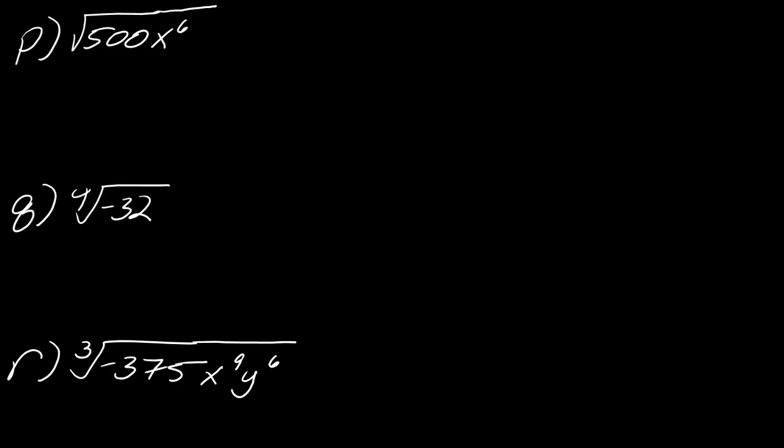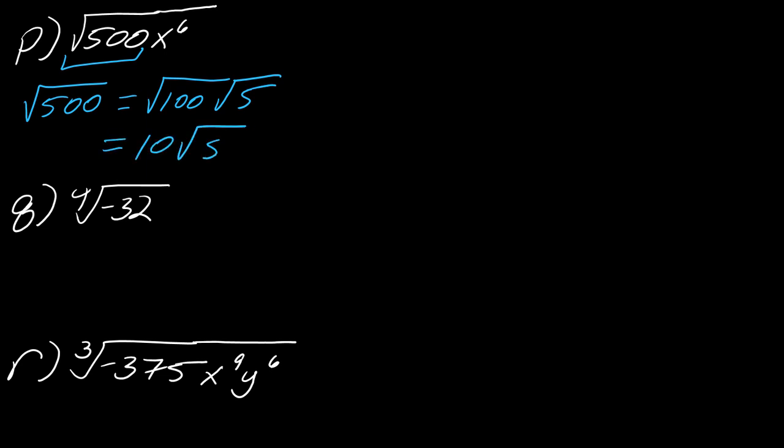Next, we have the square root of 500 times x to the 6th. Okay, so for 500, we actually need to break this down kind of separately. And this is something I talked about in the other video. So as you're getting used to this, you might want to just break out the square root of 500 by itself if it feels a little disorienting to you at first. So square root of 500 can be broken into square root of 100 times the square root of 5. And so this equals 10 times the square root of 5.